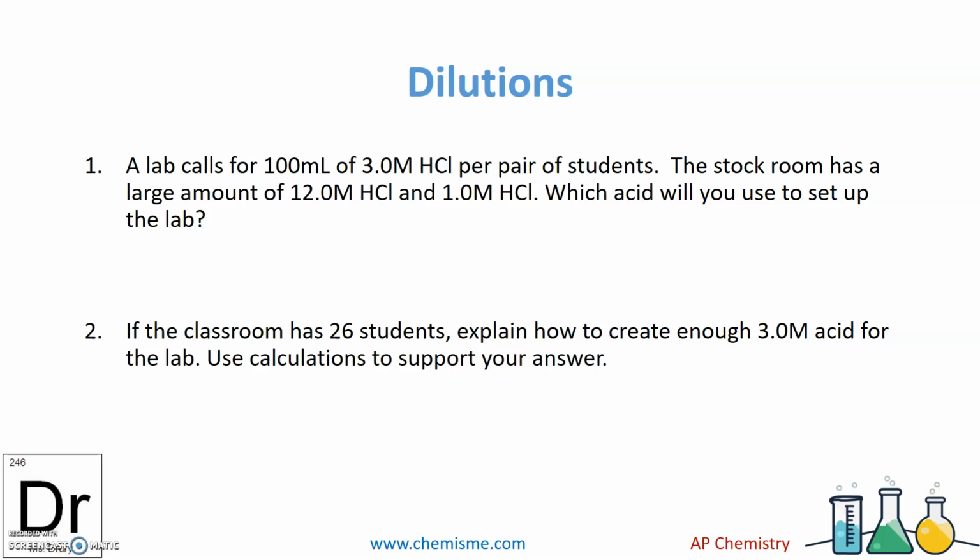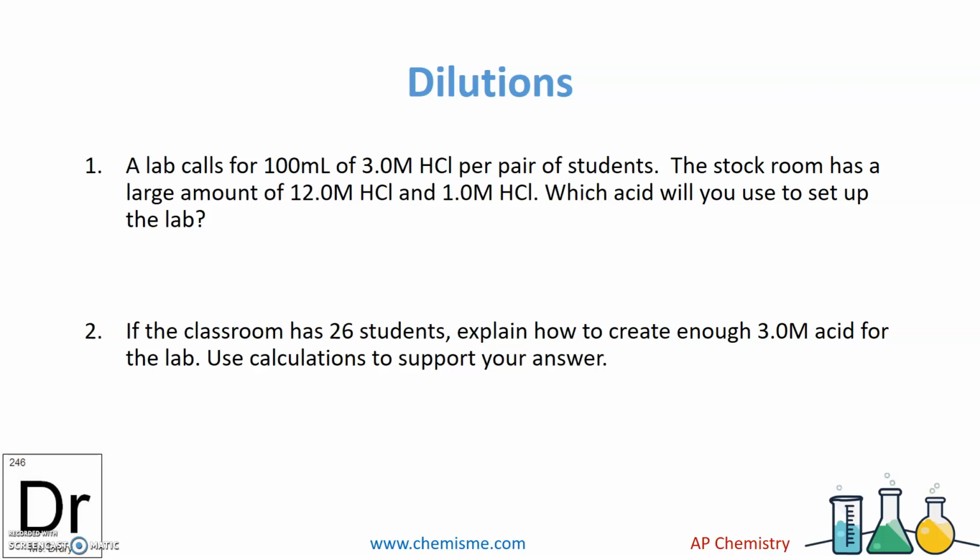The stockroom has a large amount of 12 molar hydrochloric acid and 1 molar hydrochloric acid. Which acid are you going to use to set up the lab? It's going to be really difficult to get the 1 molar HCl to reach a 3 molar HCl. Not only that, but you'll be evaporating water, so you will have less solution over time, right?